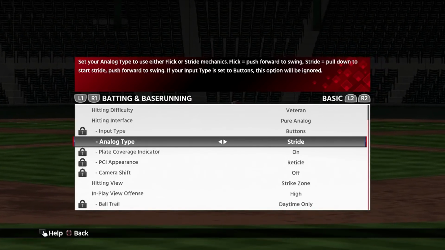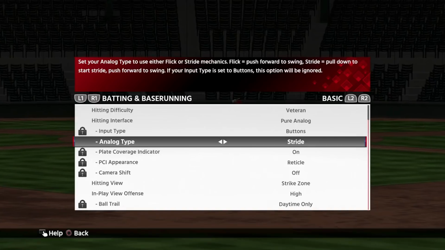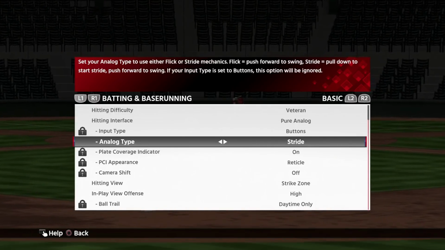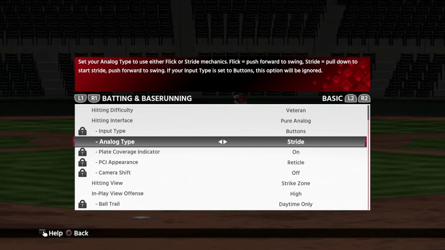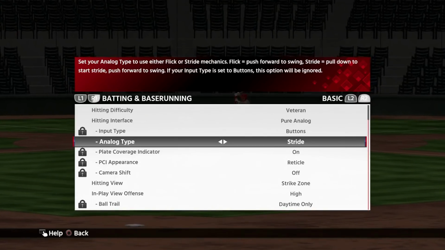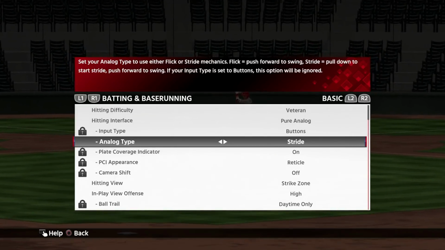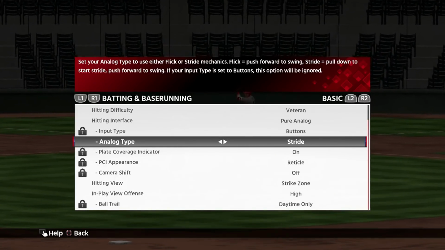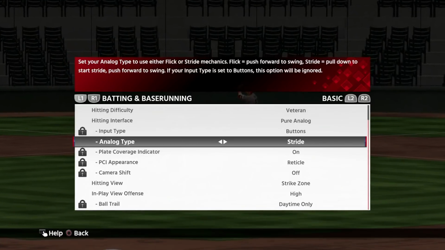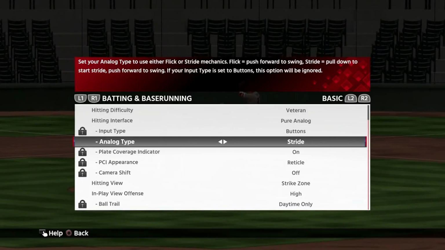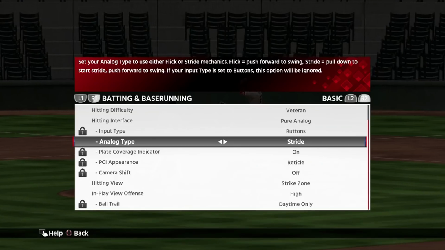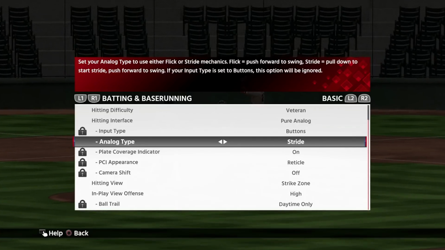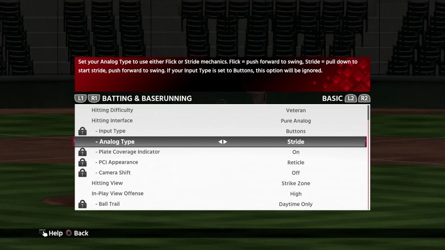The only thing you do to control it is, if you want to move your PCI to the left part of the plate, you press down and up and to the left. If you want to do it to the right, it's down, up and to the right, and if you just want to focus on hitting pitches down the middle, it's straight down and straight up. That's really all they had to do. The strike zone was cut into threes for them, so it was a little bit easier.